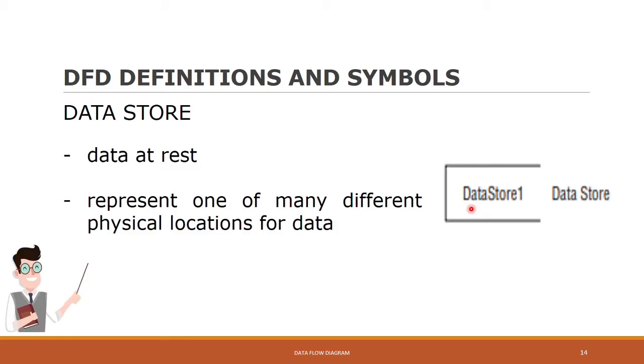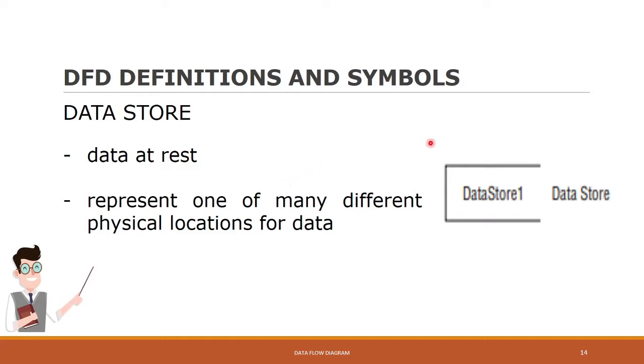So another symbol of data flow diagram is the data store. A data store is data at rest. A data store may represent one of many different physical locations for data, including a file folder or one or more computer-based files. A data store is used in a data flow diagram to represent data that the system stores, because one or more processes need to use the data at a later time.